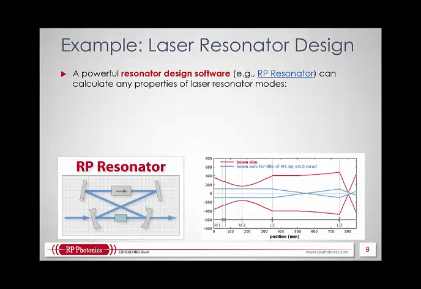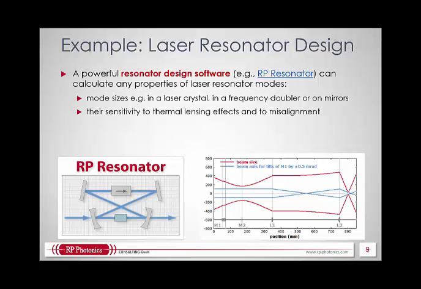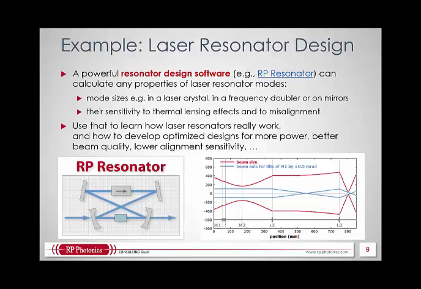Another example is laser resonator design. If you have a powerful resonator design software, such as our product RP Resonator, you can calculate any properties of laser resonator modes. Most importantly, you can calculate mode sizes, for example in a laser crystal, in a frequency doubler, or on laser mirrors. Then their sensitivity to thermal lensing effects and to misalignment. And you can use all that to learn how exactly laser resonators really work and how to develop optimized designs for more output power, better beam quality, lower alignment sensitivity, and so on.